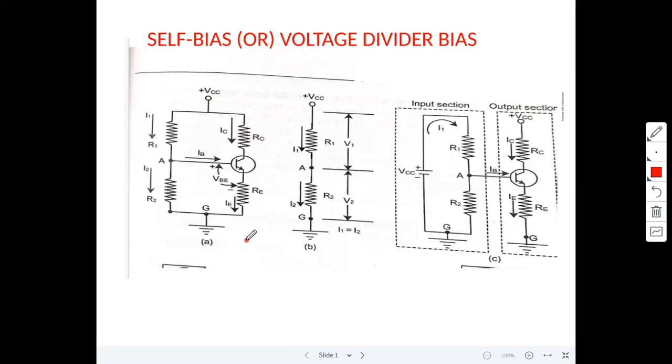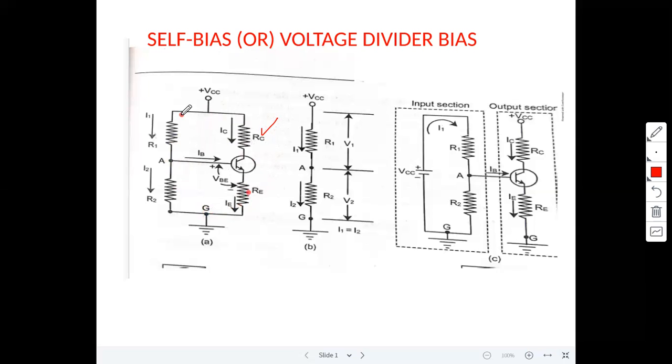Coming to the circuit configuration, figure A shows it. Here a total of four resistors are used: R1, R2, RE, and RC. The number of components in addition to the transistor is four resistive components. RC is connected between collector and VCC, R1 is connected between base and VCC, R2 is connected between the base terminal and ground, and RE is connected between the emitter terminal and ground.